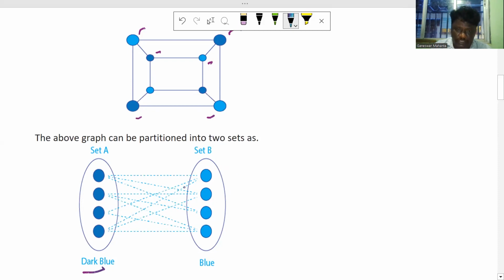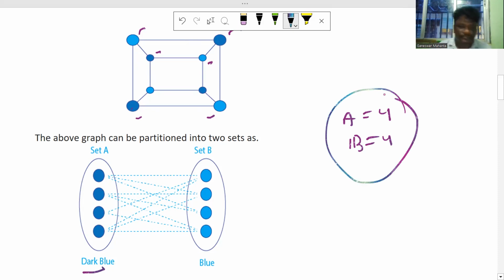So one set is considered dark blue and another is considered light blue. Let us check: 1, 2, 3, 4. That is 4. Set A has 4 vertices and set B also has 4, right? So we connect the sets. This vertex is connected to three other vertices, with one edge, another edge, and another edge, like that. This one is also connected to three vertices.